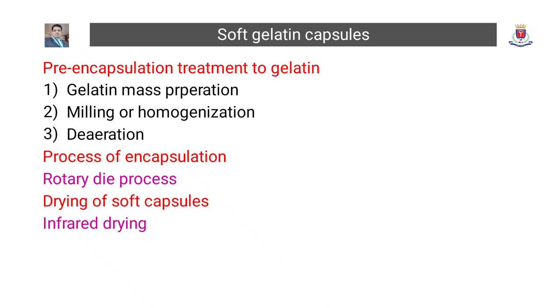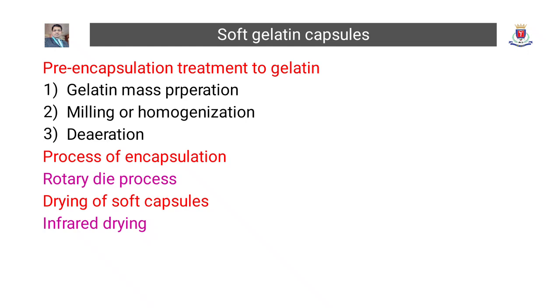Pre-encapsulation treatment of gelatin is important before encapsulation. This pre-encapsulation treatment is divided into three parts. One is gelatin mass preparation, second milling or homogenization, and third one deaeration. Now let us see this one by one.